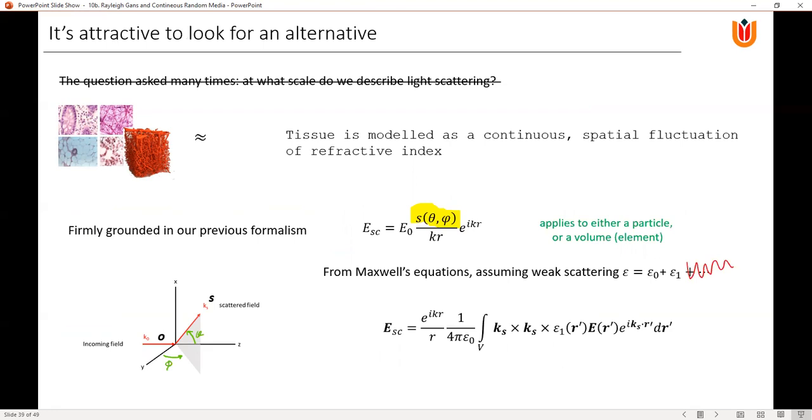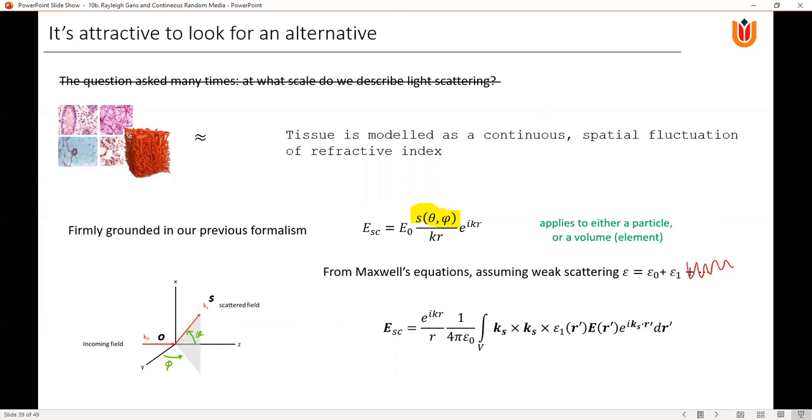So then what we'll try to do, a little bit summarizing what I was trying to tell you, is to model tissue as a continuous spatial fluctuation of refractive index. So not just particle, no particle, particle, no particle. That's a continuous fluctuation that will apply to our earlier methods. So where we described the angular redistribution of light as a function of theta, phi in S.